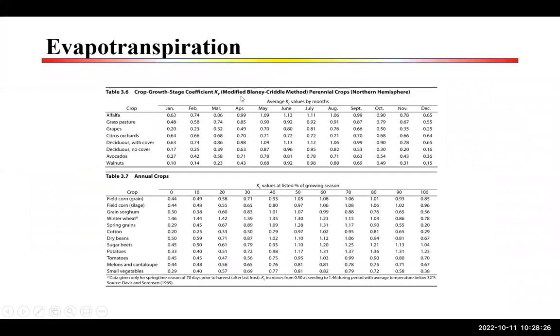Are you seeing that? Modified Blaney Criddle method. And if you look at the numbers here, you will see there are certain months where the values are higher than the other months, okay? So we need to come up with which crop we have and which month is the harvesting season. So we are using which one? Which crop is the one we are looking for? Okay. And we are looking for June, July, August, September, right?